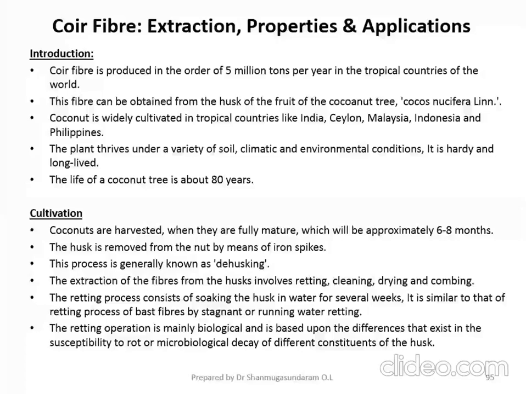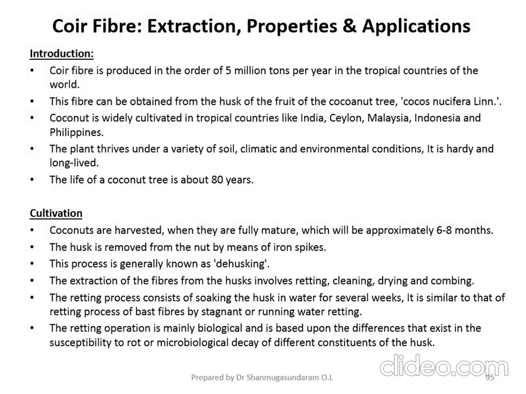Coir fiber extraction, properties and applications. Coir fiber is produced in the order of 5 million tons per year in the tropical countries of the world. This fiber can be obtained from the husk of the fruit of the coconut tree. Coconut is widely cultivated in tropical countries like India, Ceylon, Malaysia, Indonesia, and Philippines.